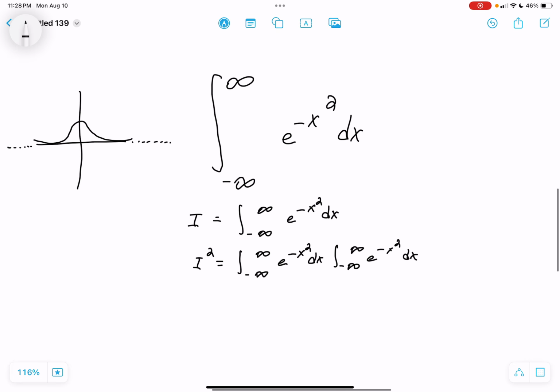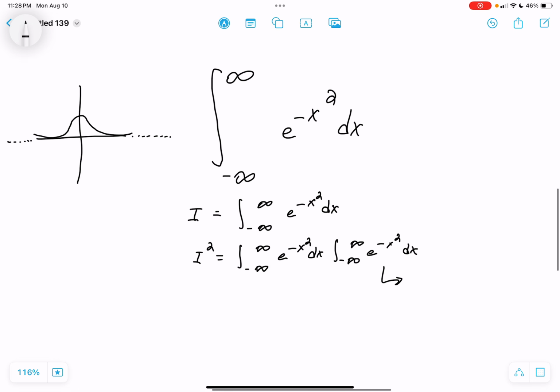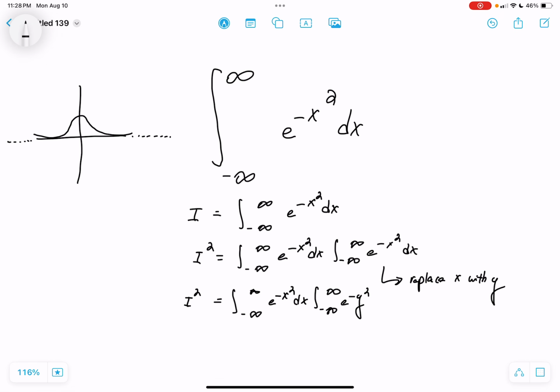Alright. Then, my next step is to put a dummy variable here, and I'm just going to let that dummy variable be y instead of x. So replace x with y, because it's technically the same value. So this becomes the integral from negative infinity to infinity of e to the negative x squared dx, times the integral from negative infinity to infinity of e to the negative y squared dy.